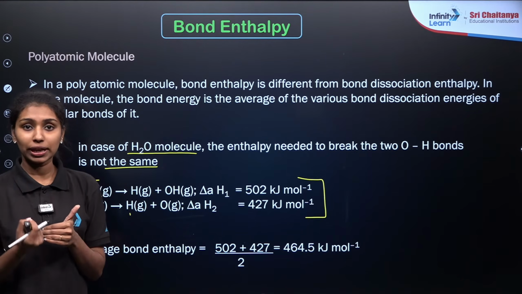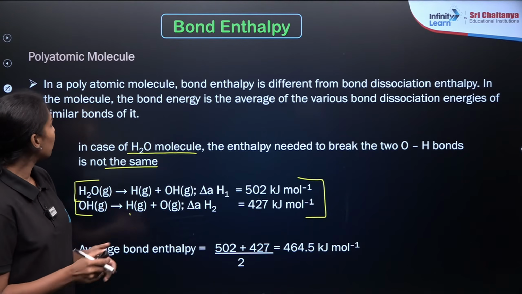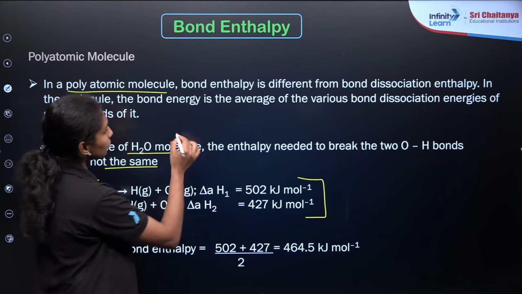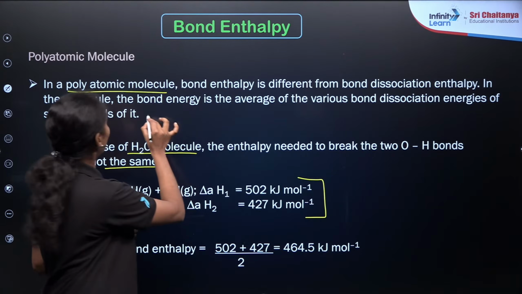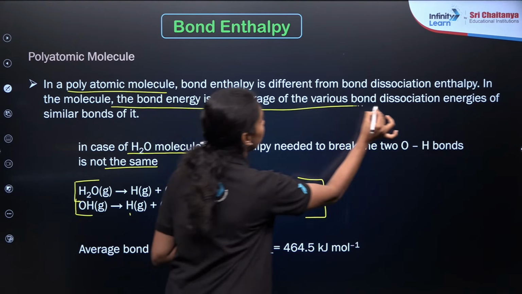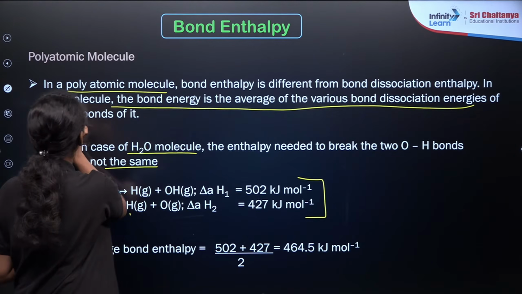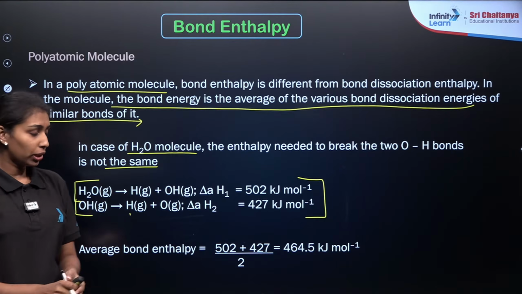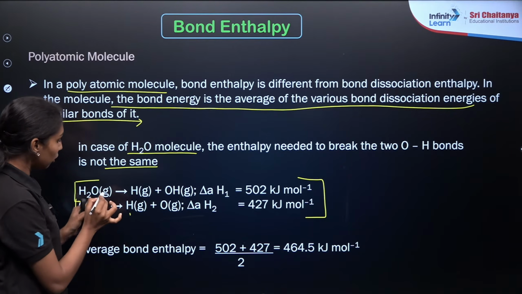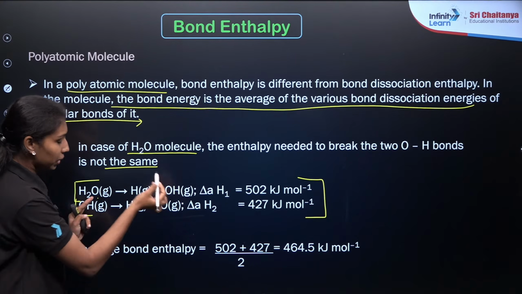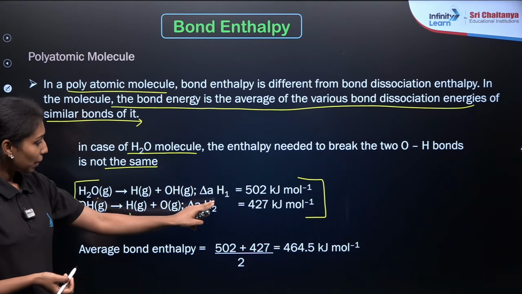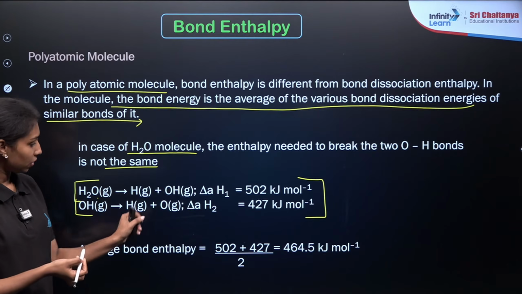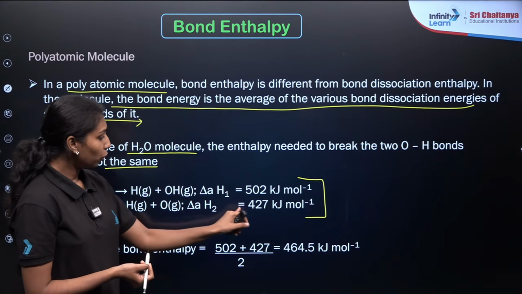So we can define the bond energy or bond enthalpy for a polyatomic molecule as the average of the various bond dissociation energies of the similar bonds in it. No need to worry, just focus on the water molecule here. There will be two processes. The water molecule divides into hydrogen and OH, so the first value is 502. Then this OH breaks into hydrogen and oxygen, with another value of 427.